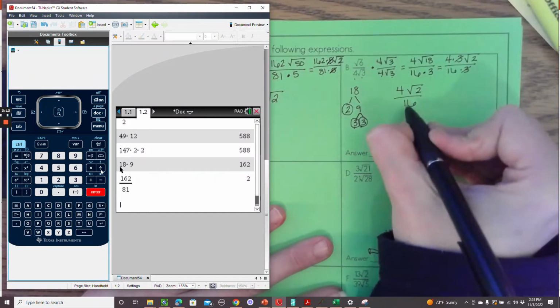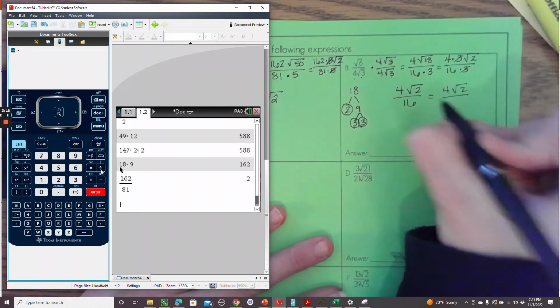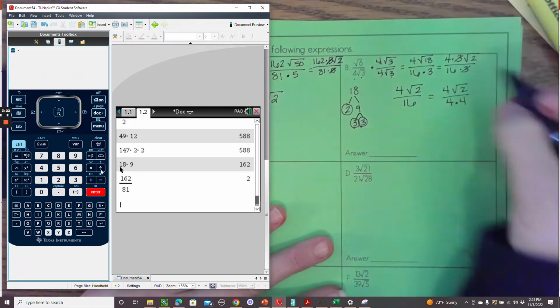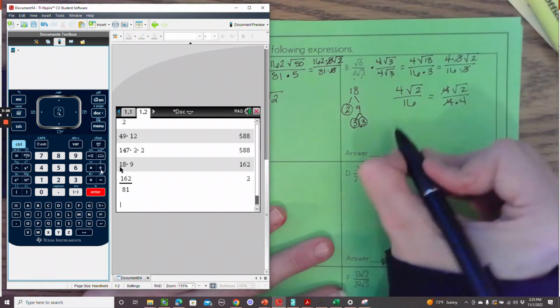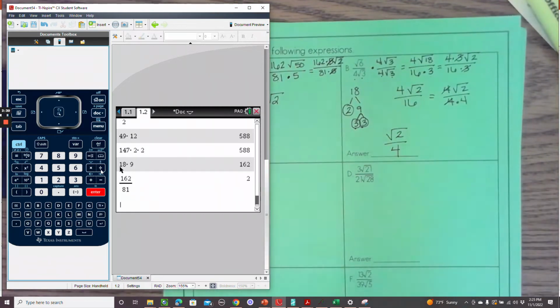Now I can simplify this. So 16, sometimes you won't need to use the calculator, you'll be able to see it. 16 is the same as 4 times 4. So this 4 and this 4 will cancel, and all I'm left with is the square root of 2 over 4.